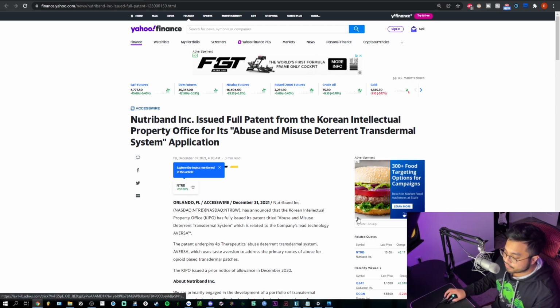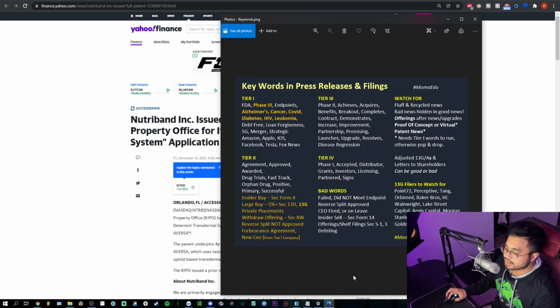I do have a tier list of keywords and articles courtesy of Nola_Momo, which looks like this. Here it is. It's called Keywords in Press Release and Filings. Words that are listed in tier 1 categories, if they're listed in that article, there's a high chance that stock will move significantly during the day. I'm not going to go through everything here. I will include this in the Discord later on.